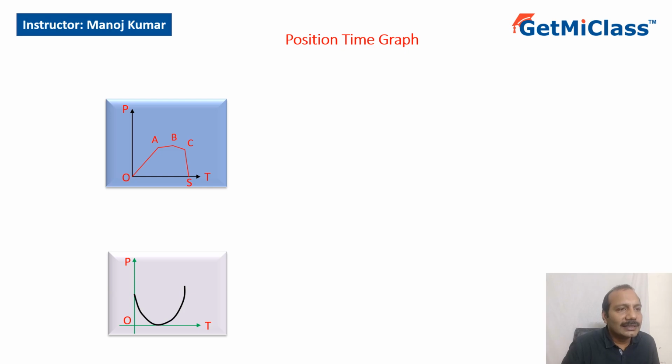So here, let's try to analyze what we have understood. In the first graph, I can see that from O to A there is a constant slope. So I can say that this part is constant positive velocity. I'll write it here: OA is constant positive velocity.